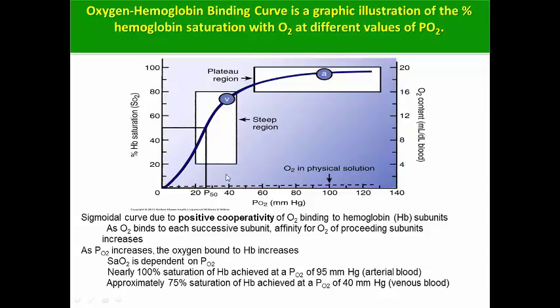At a partial pressure of oxygen of 40, where in the body do we have a partial pressure of oxygen of 40? This is the pressure which we have in the venous blood. The percentage saturation of hemoglobin with oxygen is approximately 75%. And at this 75% saturation, the content is 15 milliliters of oxygen in each 100 milliliters of the blood. And this we mentioned in the previous slides.